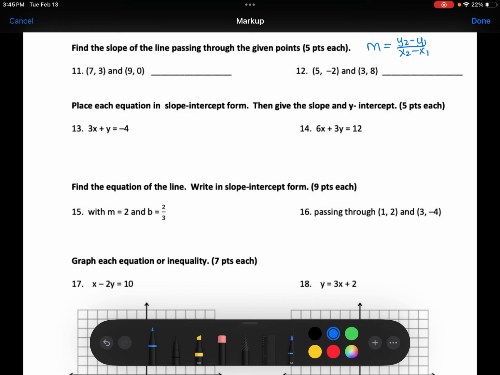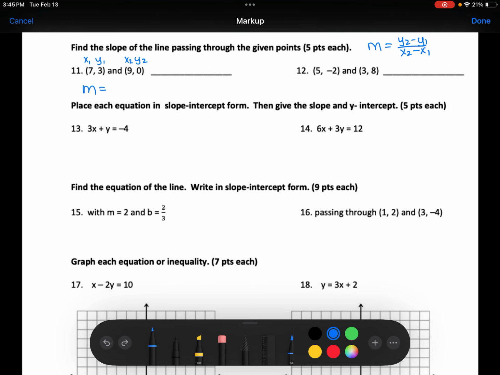I'm going to do the work underneath it so that I can put the answer in the blank. So m equals, okay, when this says y2, y1, here's what all these numbers are. This is x1, y1. Because remember, the first number is your x, and the second number is your y. Okay, the next point is x2, y2. So now I know all my x1s, y1s, x2s, y2s. So now I can put this into this slope formula. So y2 minus y1 is what I do on top. So here's y2 and here's y1.